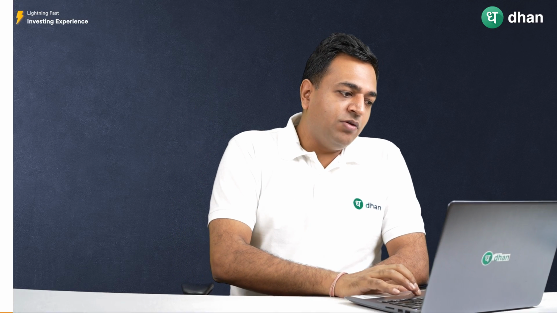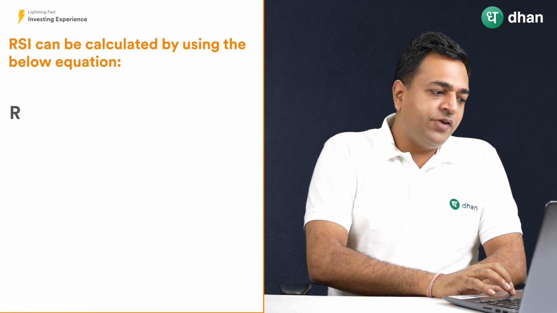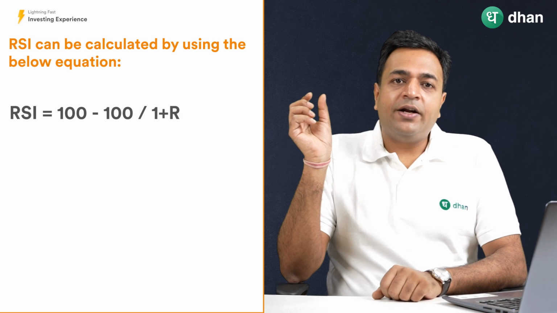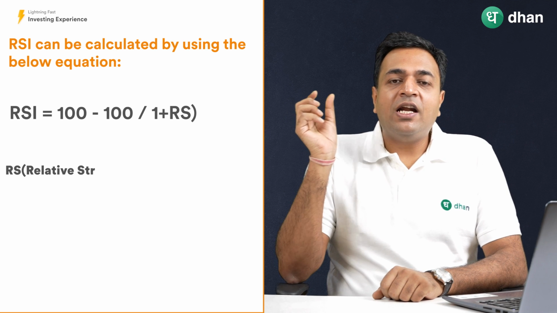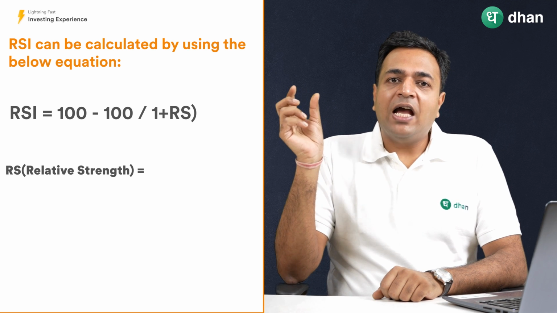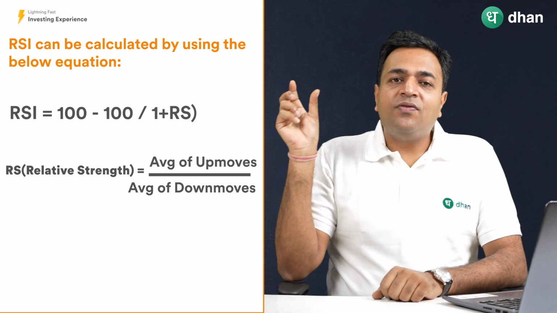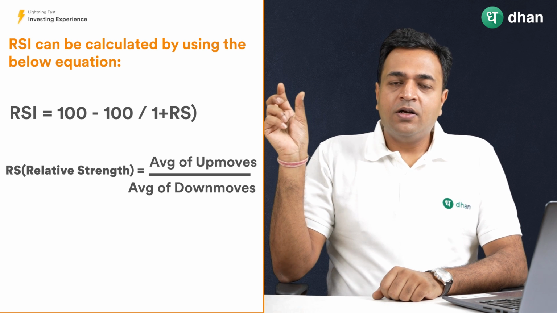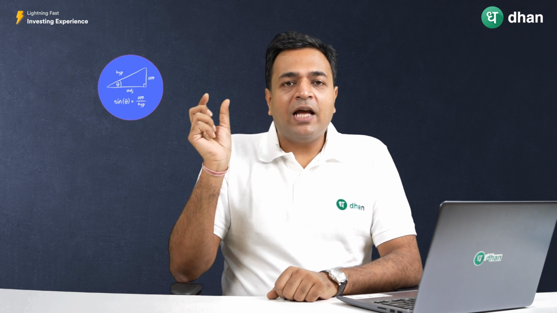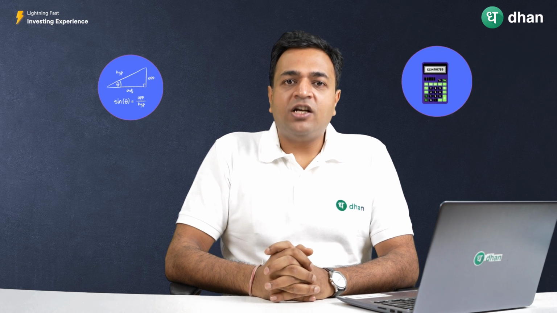It can be calculated using the below equation, 100 minus 100 by 1 plus RS, where RS stands for the relative strength, which is nothing but the average of the up moves divided by the average of down moves for the defined look back period. In this video and the subsequent videos, we will not dwell much into the formulae and the calculation aspect because these calculations are automatically done by the charting platform.